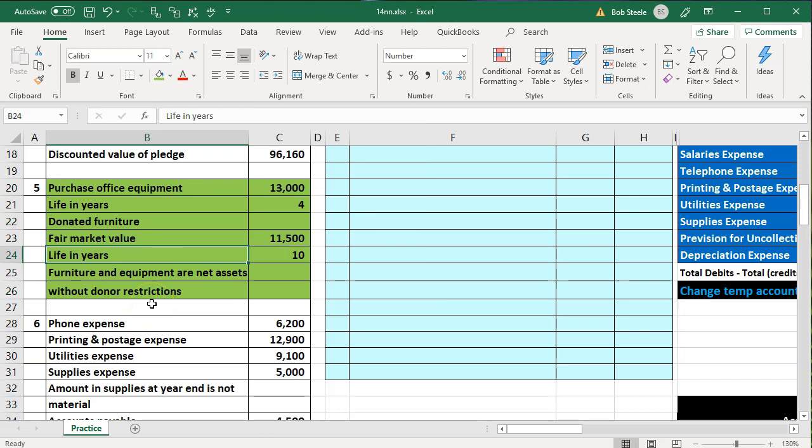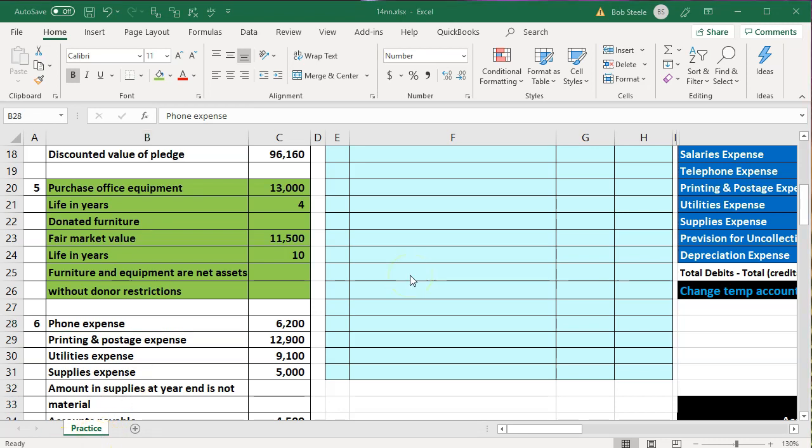So equipment, property, plants, and equipment, long-lived, depreciable type of assets, just as they would be for a for-profit type of organization. The life is going to be 4 years. Then we have donated furniture with a fair value of $11,500. The life there is going to be 10 years. And the furniture and equipment are net assets with donor restrictions.